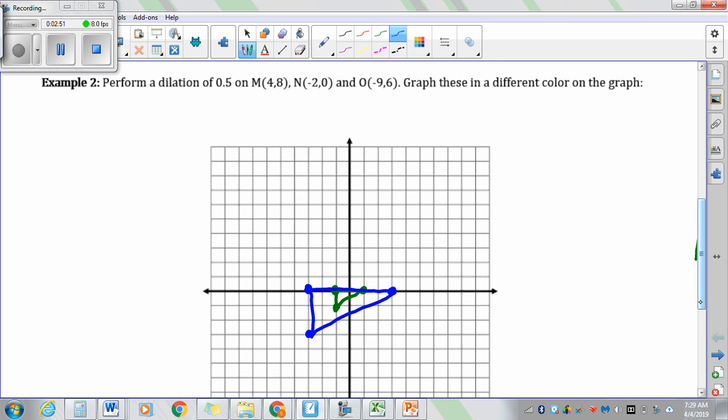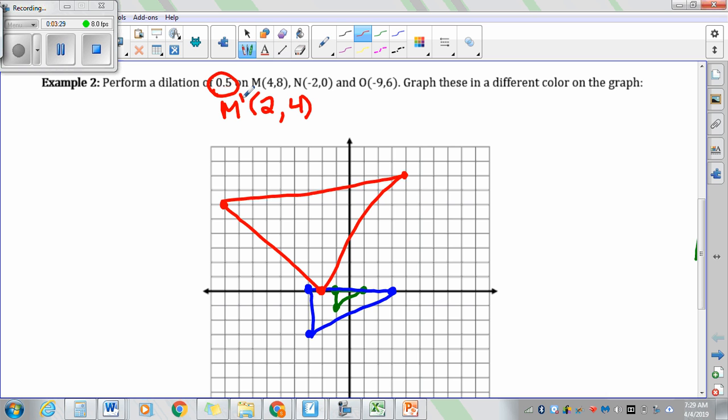The second guy is the same idea. Perform a dilation of 0.5. I'm going to do these in red this time. So I'm going to go ahead and graph this. So M is at 4, 8. N is at -2, 0. O is at -9, 6. So I've got this triangle going on. I want to multiply everything by a half. So 0.5 times 4 would be 2. 0.5 times 8 would be 4.